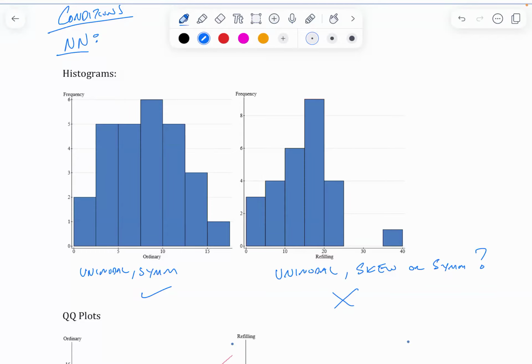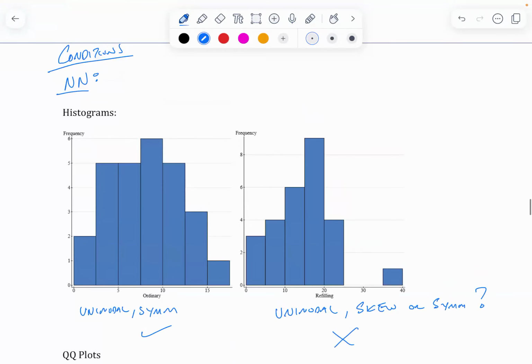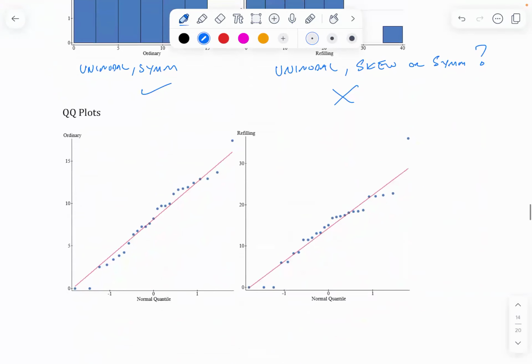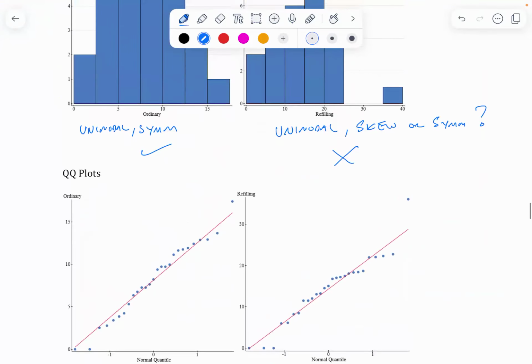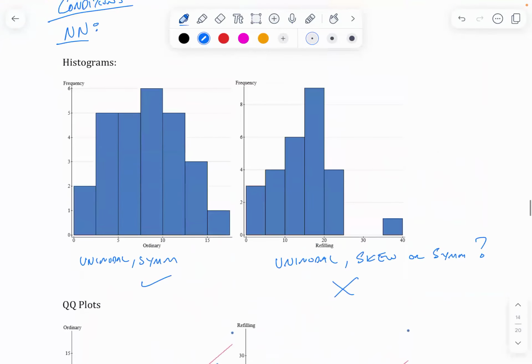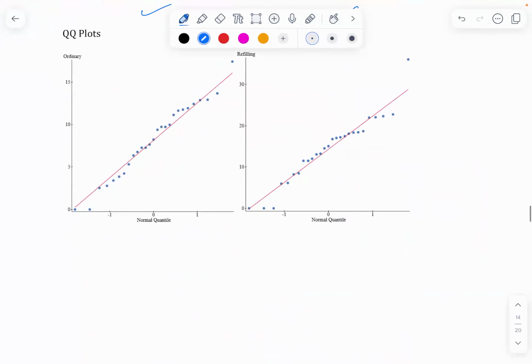And then I need to look at the QQ plot. Now be aware, we're checking this for each sample. The ordinary sample is actually done, but we need to move on. Just to verify, I'm going to double check the QQ plot for the ordinary bowls. The values fall clearly on the line.